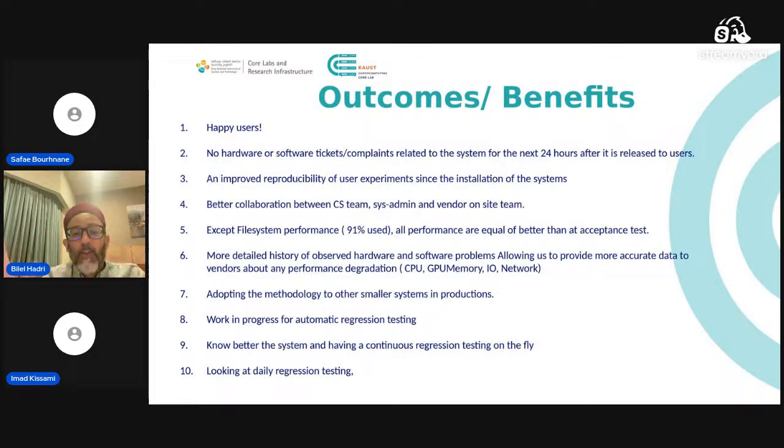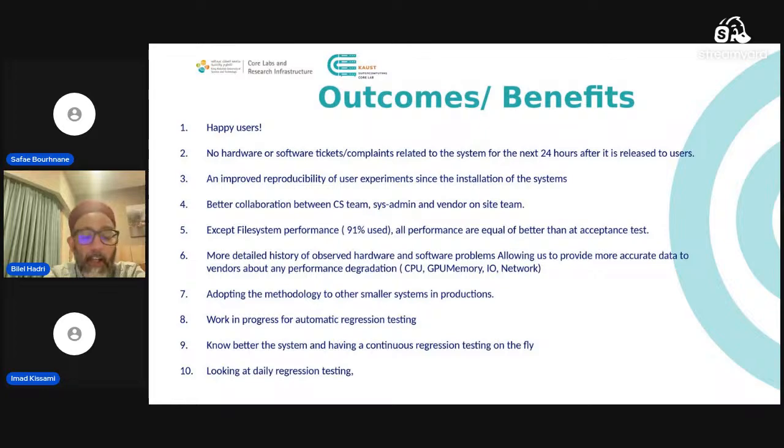So in general, what are the outcomes and benefits? You have a happy user. They might acknowledge you in a paper. They might bring you some nice cookies and so on. So make sure your users are important, because for the people who are managing a supercomputer, this is your client. If you don't have users, you don't have a machine. The outcome when you don't have issues with tickets after you release the system for the next 24 hours is a blessing.